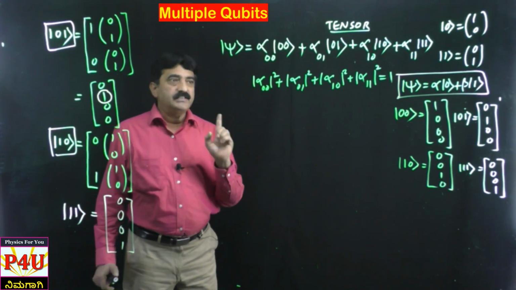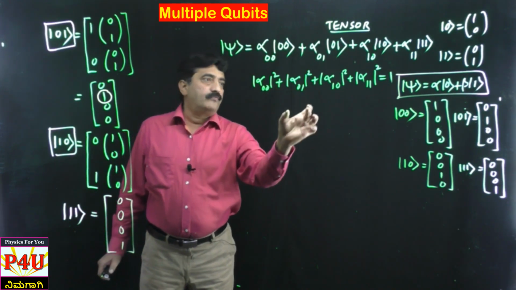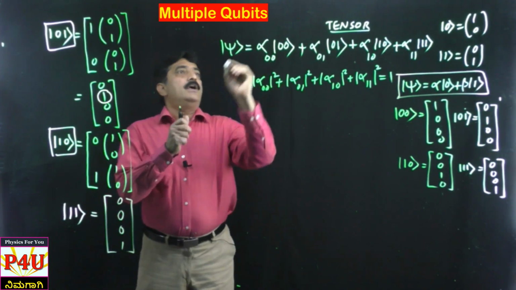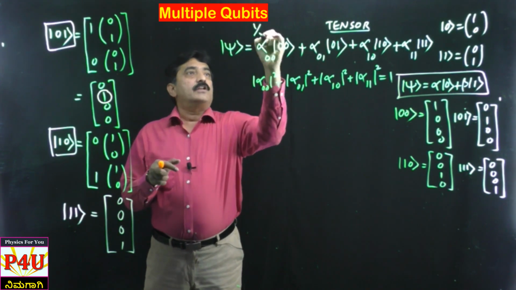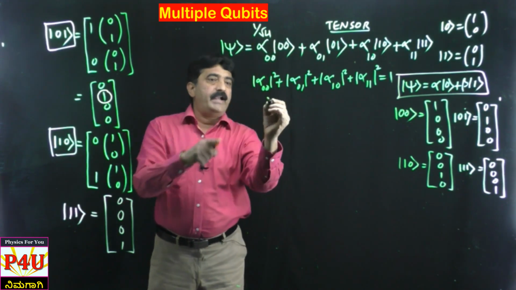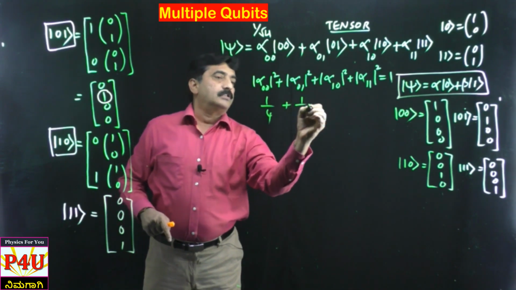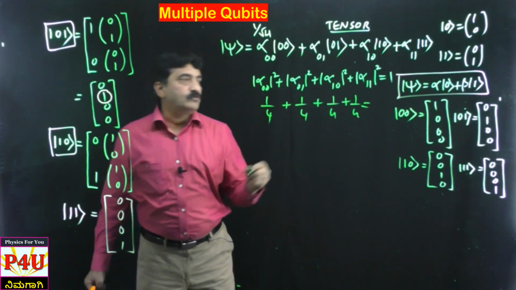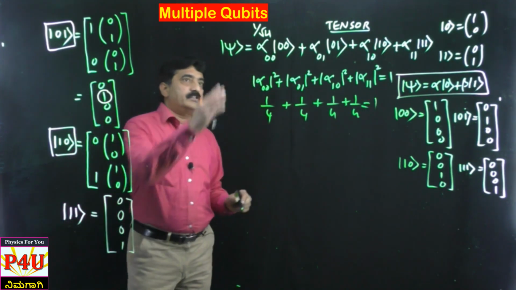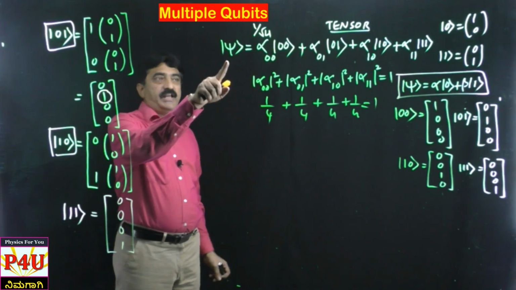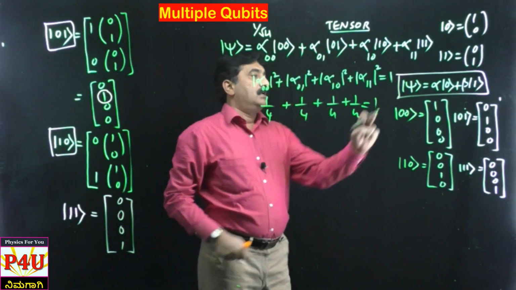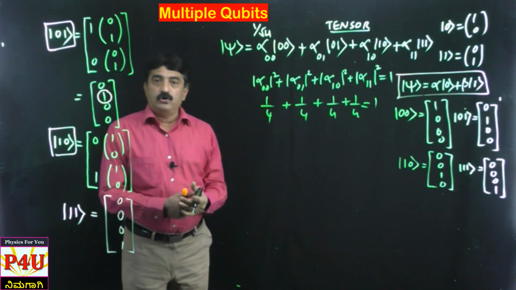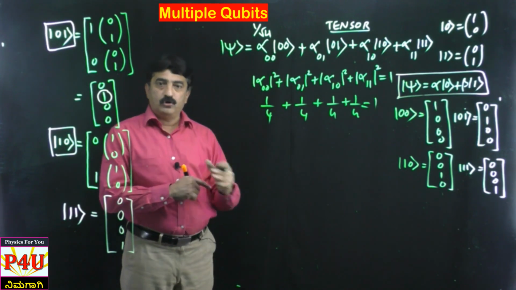Yes sir, it is correct. It is nothing but 1 by 4, 1 by 4, 1 by 4, 1 by 4 square. Of course alpha 00 is 1 by root 4. When you square it, this is going to be 1 by 4, this is also going to be 1 by 4, and all put together it is 4 times 1 by 4 must be equal to 1. So this way we can express the superposed state in case of multiple qubits. This is a superposed state for single qubit, this is a superposed state for multiple qubits. I hope you got the meaning of multiple qubits concept.